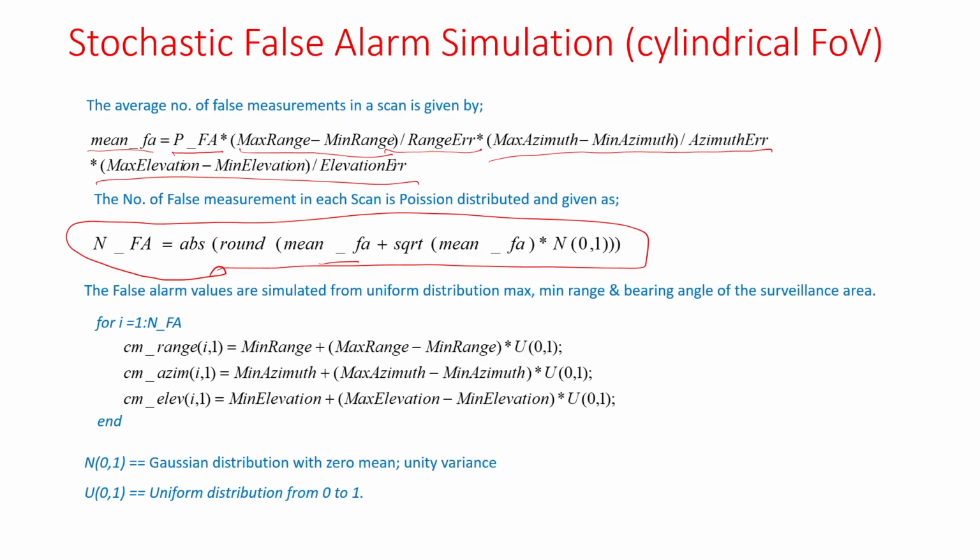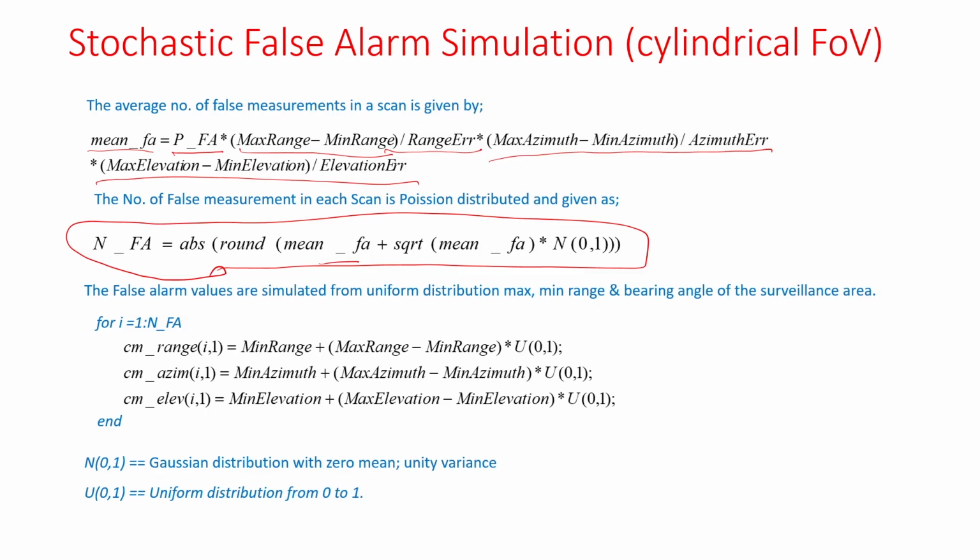Once I have the number of false alarms for that particular scan, I can simulate the false alarm range, azimuth and elevation for each of them from a uniform distribution.